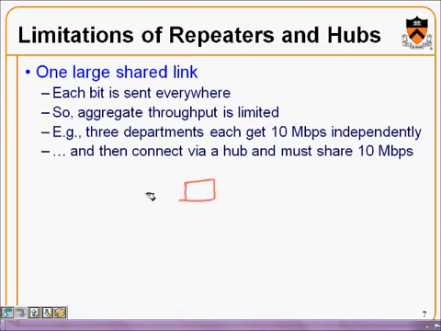So this is a hub, and whatever bit is coming here, let's say it has three outgoing ports. These bits are going to be sent everywhere. So aggregate throughput is limited. For example, three departments each with 10 Mbps independently, and then connected via a hub, must share their 10 Mbps.